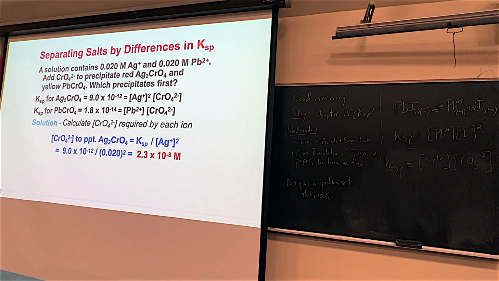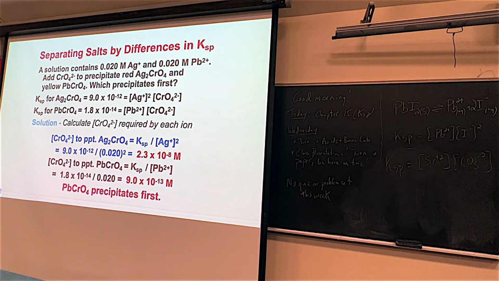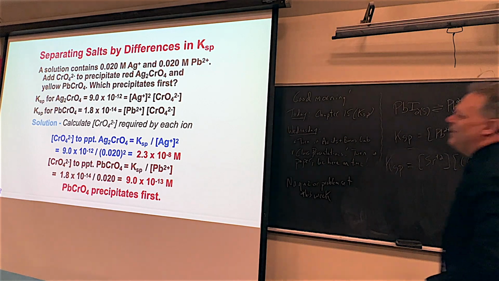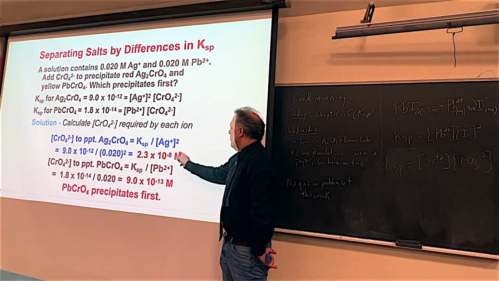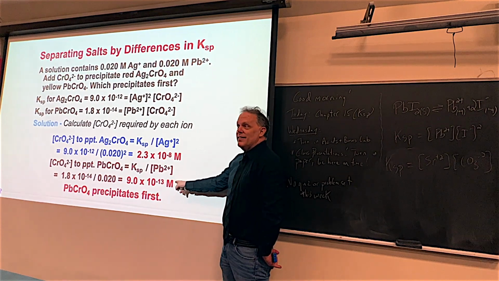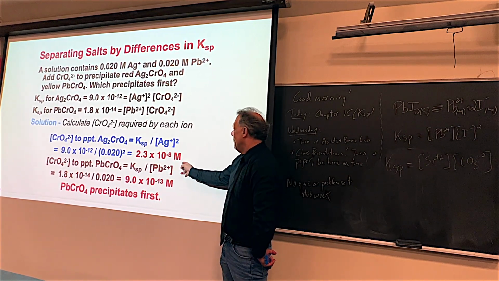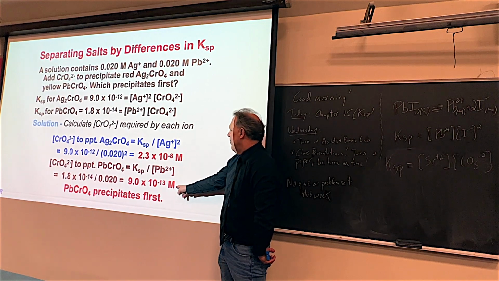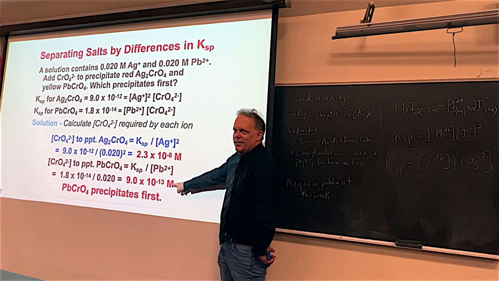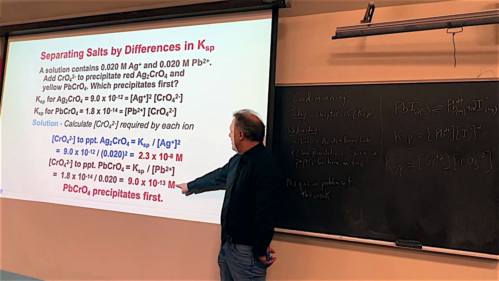But now we're going to do the same kind of calculation, but for the lead. So lead 2-chromate has this 1.8 times 10 to the minus 14th number. And we want to divide by the lead to get the chromate. So KSP divided by 0.020, 9.0 times 10 to the minus 13th. So in this battle of small numbers, 10 to the minus 13th is smaller than 10 to the minus 8. So that means that this number, which is the number required to make the lead chromate precipitate, is going to precipitate first.